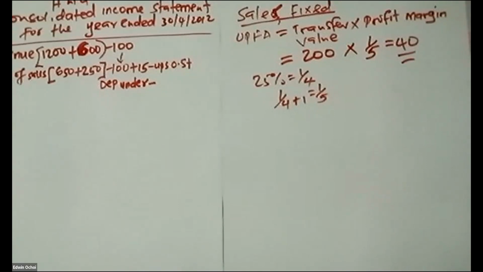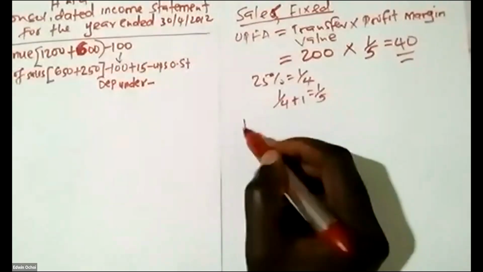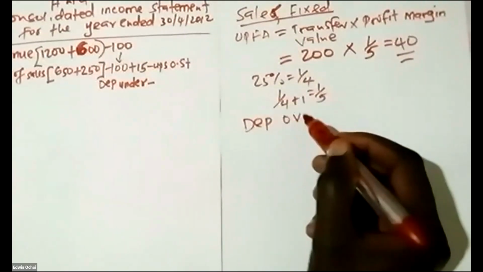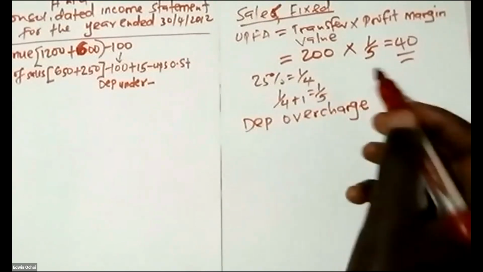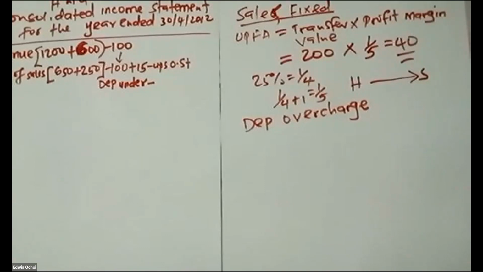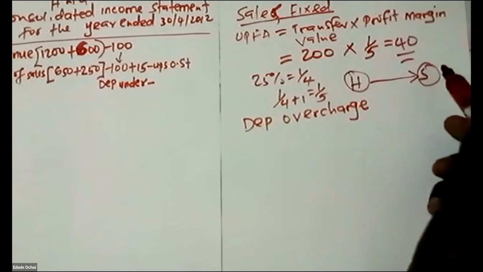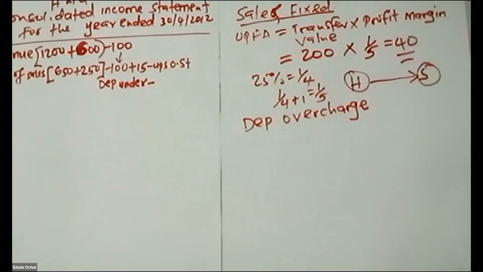Then, due to this sale of fixed asset, you need to determine the depreciation overcharge. Obviously, when H was selling this plant to S, both of them charged depreciation. That is why they say the group. Group is the parent and the subsidiary. So both of them subjected this plant to depreciation, which means that they overstated depreciation. That is what I call depreciation overcharge, since both of them charged depreciation on this asset.